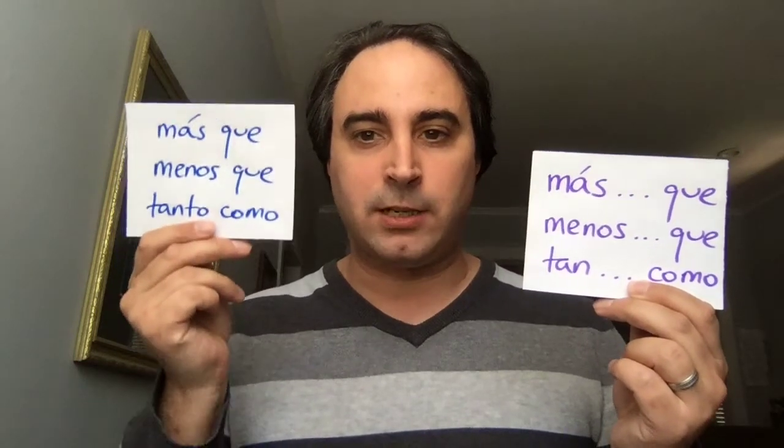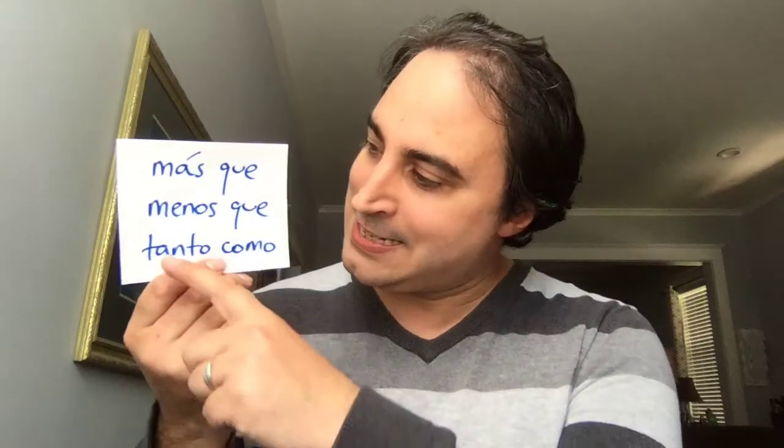When we don't have adjectives, which is what we're looking at right now, this is what we have. Más que, menos que, tanto como. Tanto como. That's the one that's different. We don't have an adjective, so in this case we cannot say tan como. What we say is tanto como. What we are comparing here are not adjectives. We're not using adjectives to make the comparison. We are using actions, as in the examples that I gave before.